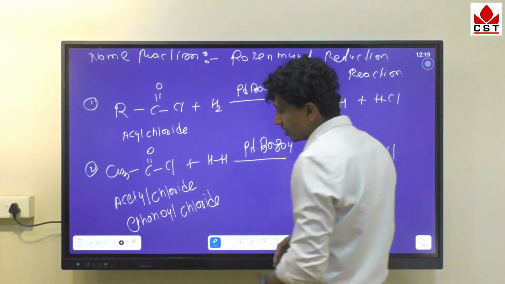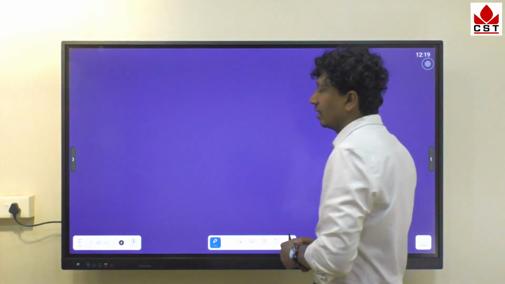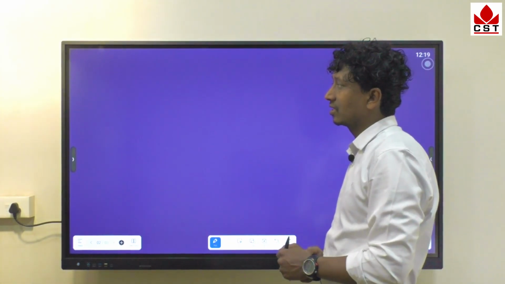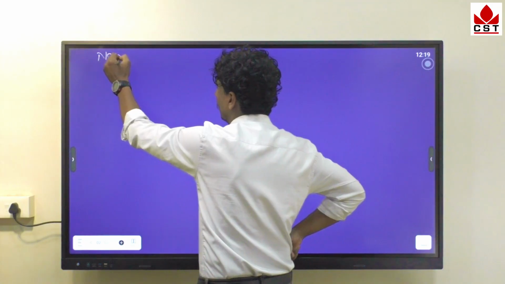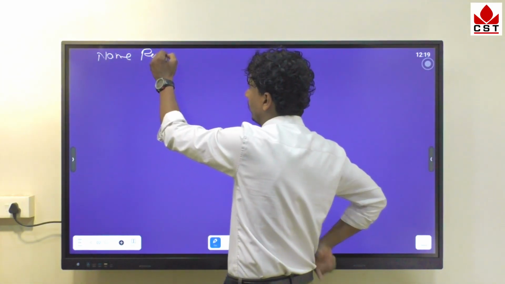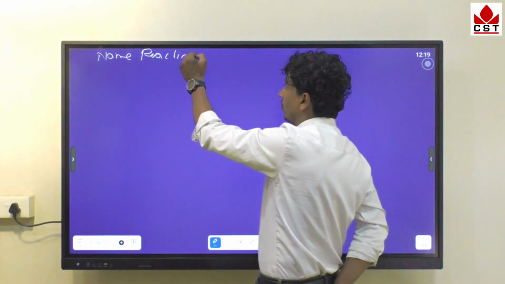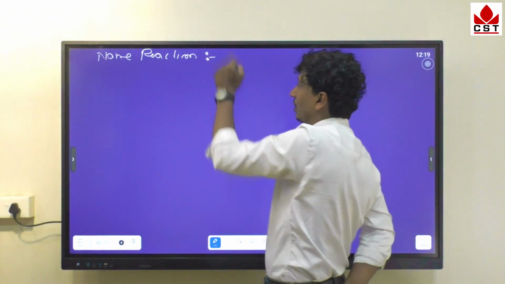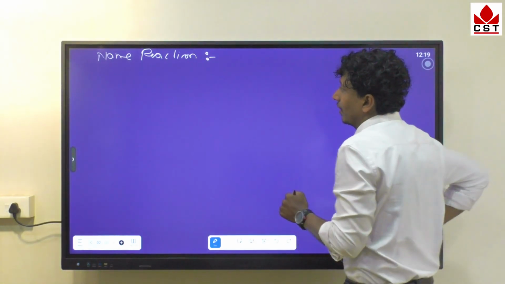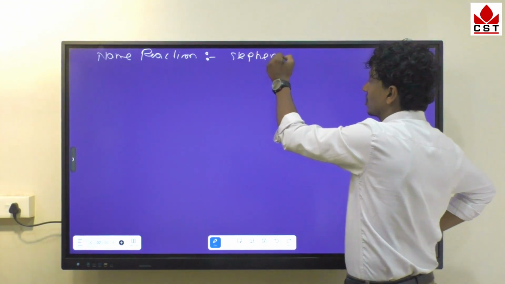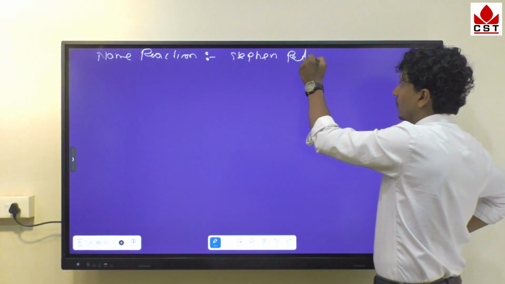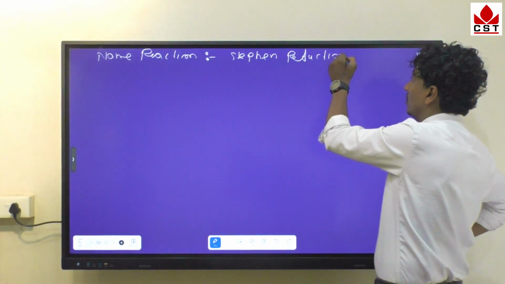Okay. Now another preparation method by a name reaction. Now the preparation of aliphatic aldehyde by a name reaction. In this chapter there are various types of name reactions. It is important for entrance examinations like the JEE. Another name reaction is called the Stephen reduction reaction.